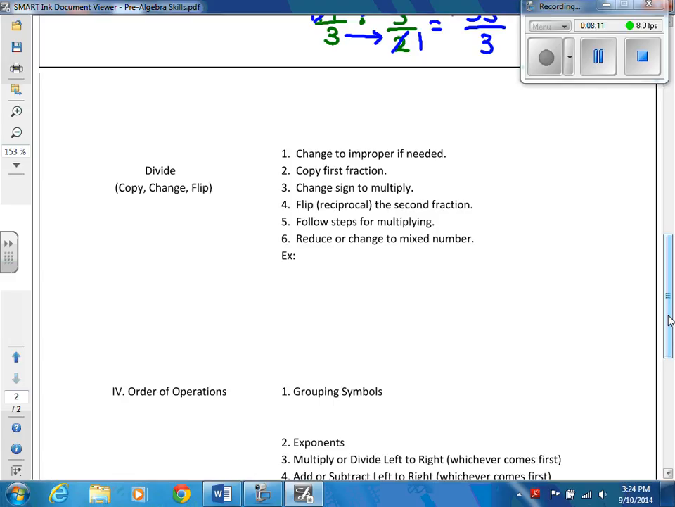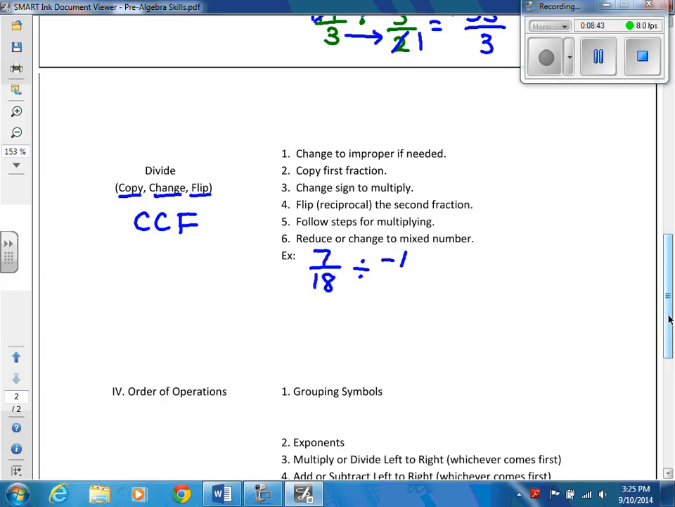For dividing fractions, you have to know how to multiply before you can divide. I like to use the letters CCF to help you remember what you're supposed to do, and those letters stand for copy, change, flip. There may be other acronyms that you were taught in other grades that you can use as well, but those are mine. The first thing, again, change to improper, and then you're going to copy the first fraction, change the sign to multiply, and then flip or do the reciprocal of the second one, and then continue with your multiplication steps. So the example I'd like to show you that'll show you all of this is right here.